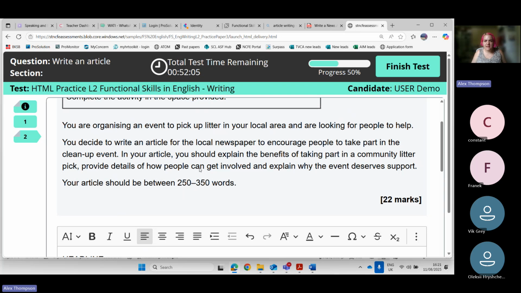Is there anything else that I need to think of? I'm going to talk about my local area. Again, you can talk about your real life local area or make it up. You can use your imagination. So I will just say Sheffield as a whole. It's a very big area.